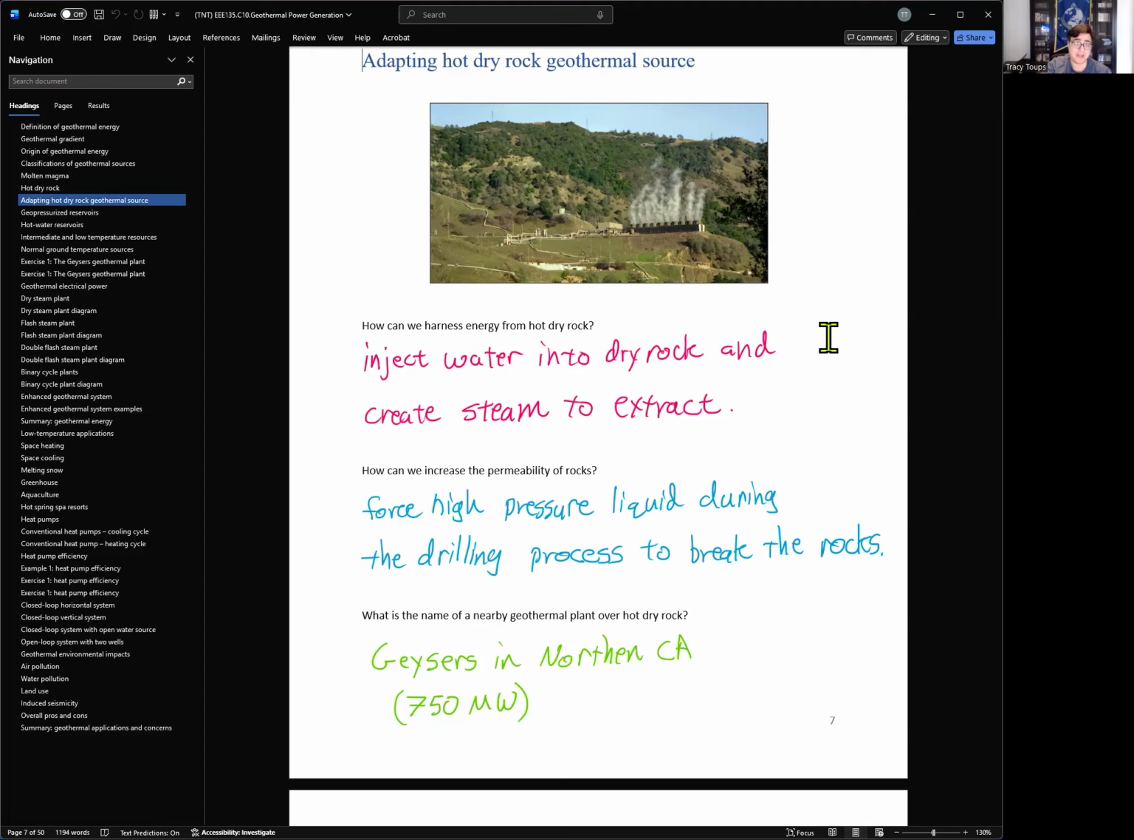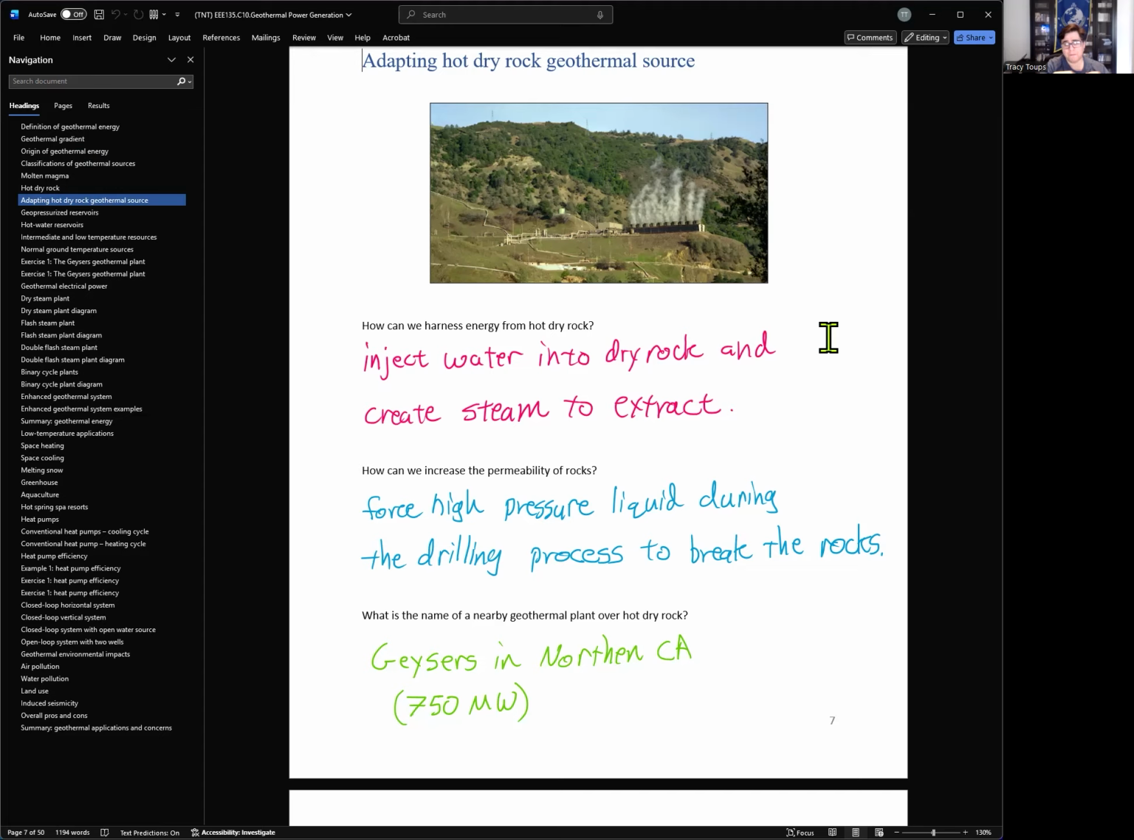So we drill a bunch of pipes into the hot dry rock, and then we inject water. We force it into the ground with pumps. It hits the hot dry rock, and then it immediately flashes into steam because it's so hot. Once it's steam and pressurized, we pump it out a second pipe into the generator, and now we can make electric energy. So that's how we harness it. We have to pump water into it.